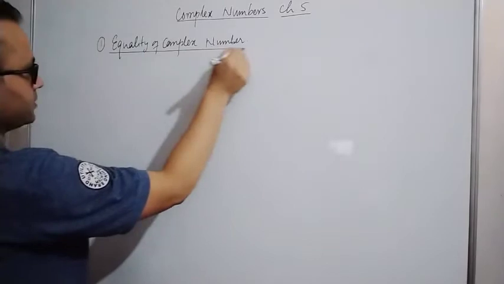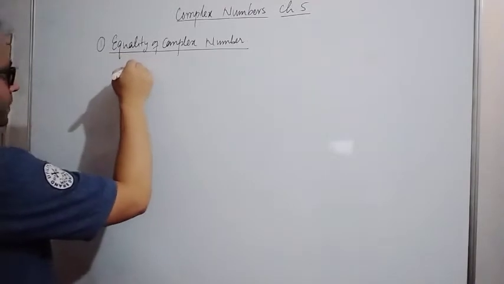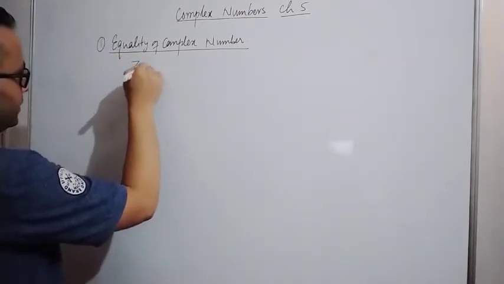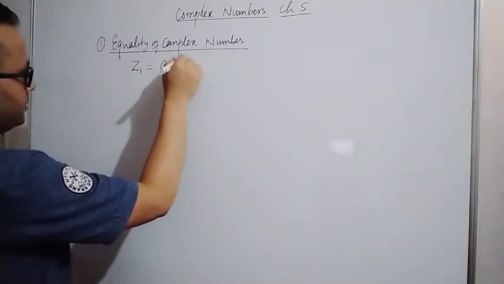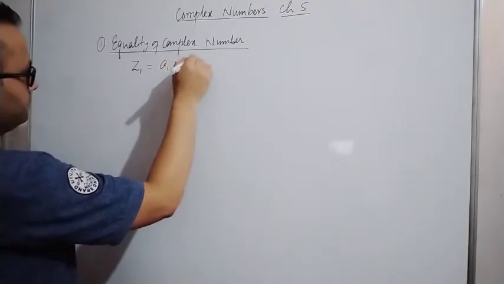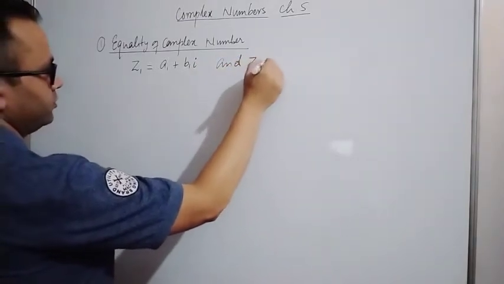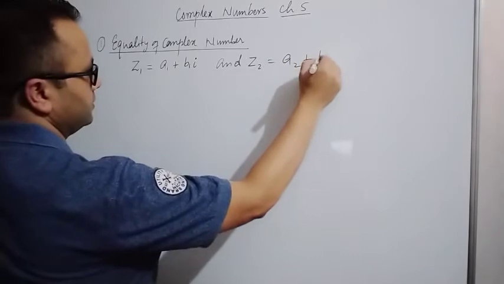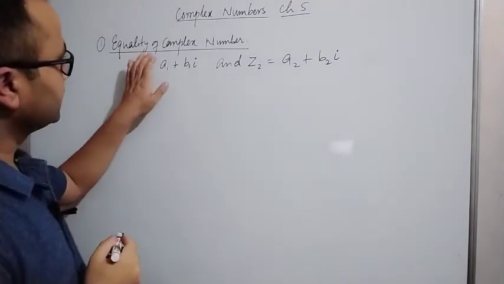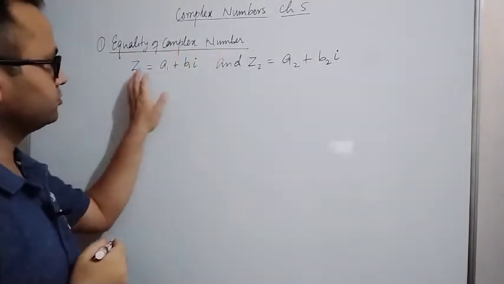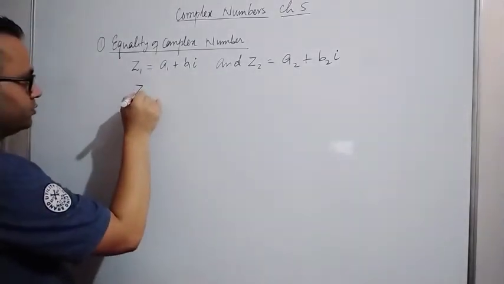In equality of complex numbers, let us suppose there are two complex numbers, z1 equals a1 plus b1i and z2 equals a2 plus b2i. Equality of complex numbers means these two complex numbers are equal. So here z1 equals z2.